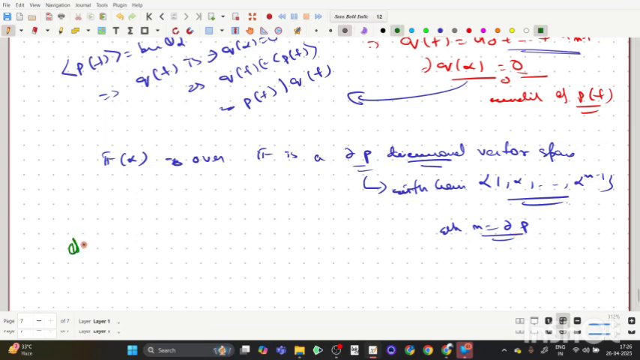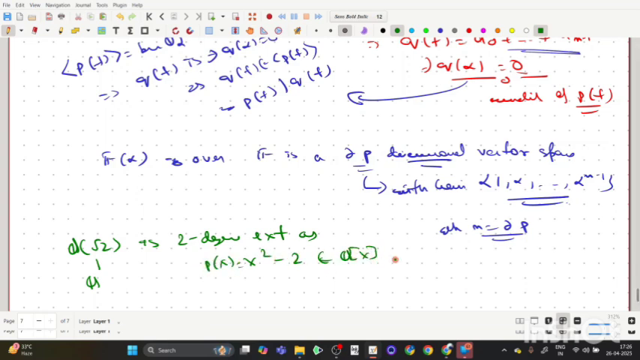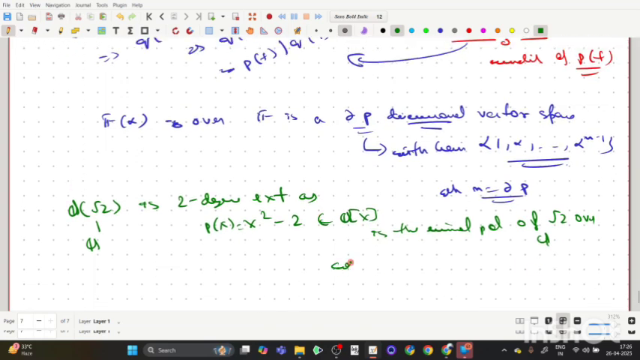An immediate example: Q(root 2) over Q is a degree 2 extension. Why? Because p(x) = x squared minus 2 over Q[x] is the minimal polynomial of root 2 over Q, and the degree of p(x) is 2. What should be the basis of this? 1 and root 2.